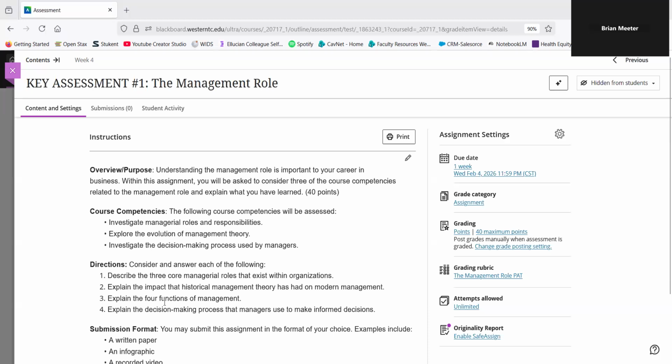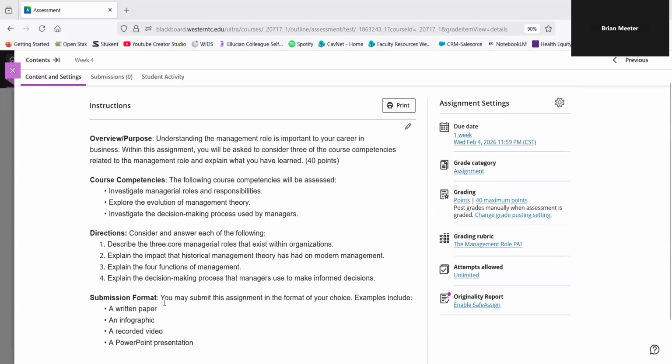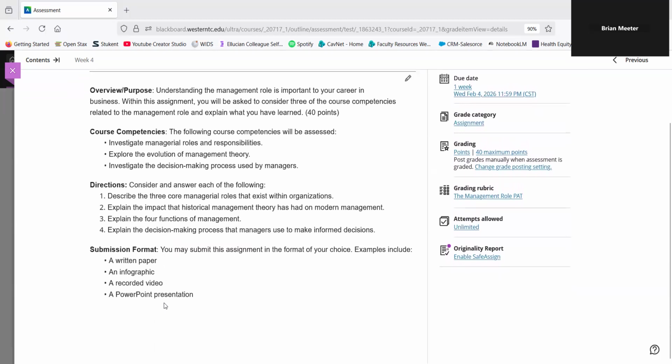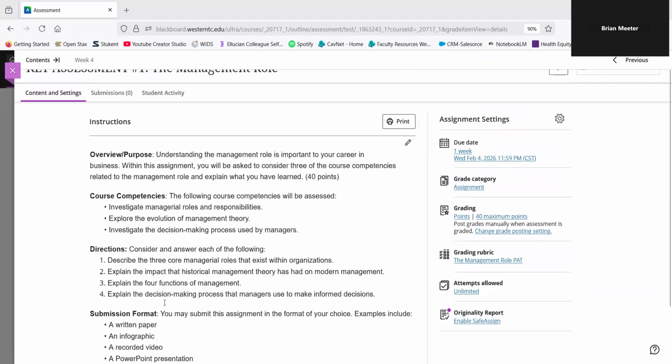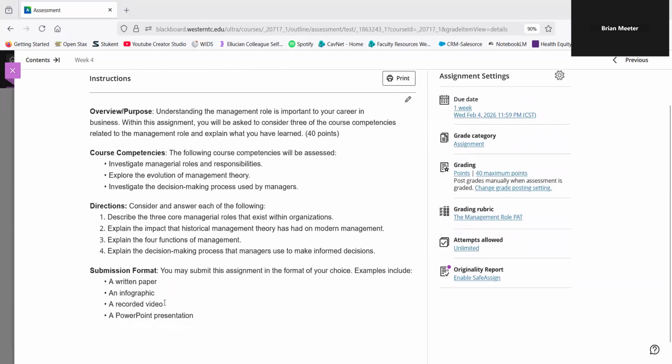So this is kind of a compilation of the different things that we have been working on or that have been in our text and in our content from day one, right? So it's worth a total of 40 points, and you're going to read through the directions of this and then go ahead and create your content. So you can put it in the form of a paper, an infographic, a recorded video, or a PowerPoint presentation. Just make sure that you cover all four of the components of the directions here.